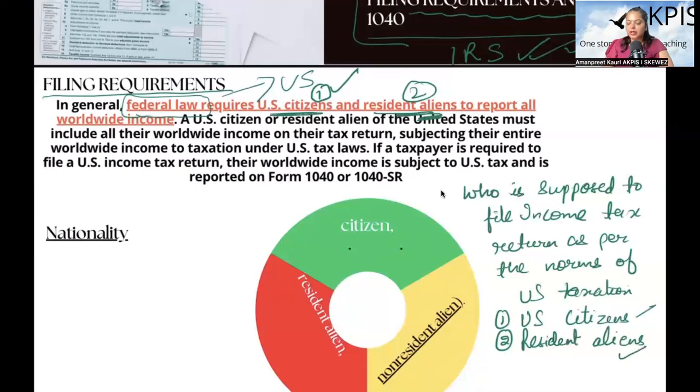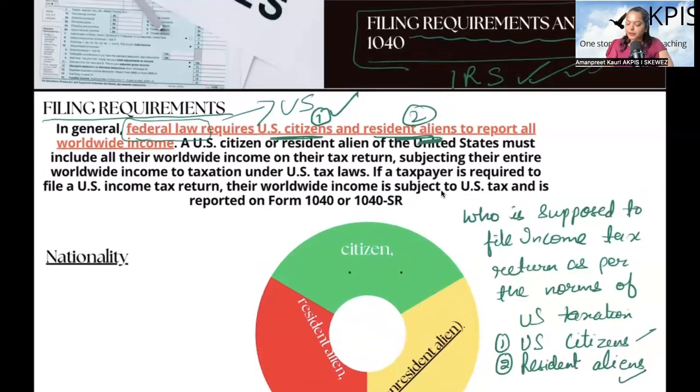Now let's take our discussion one step further. A US citizen or resident alien of the United States must include all their worldwide income on their tax return.